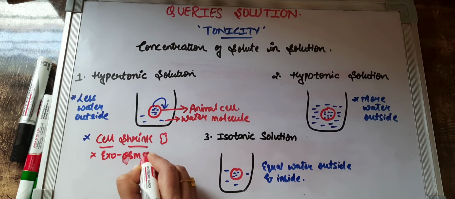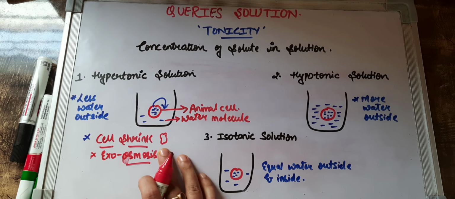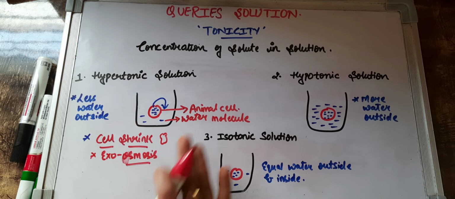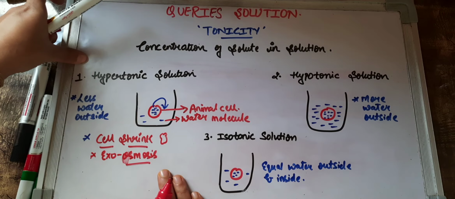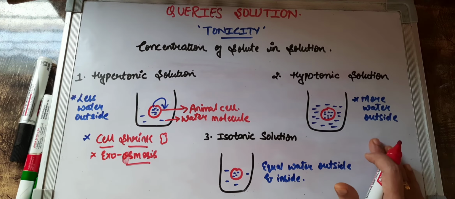Because of the process of exosmosis, the cell is going to lose its water and the cell will eventually shrink in size. That is what is going to happen if we keep an animal cell in which type of solution? In a hypertonic solution. Now let us switch our discussion over here.